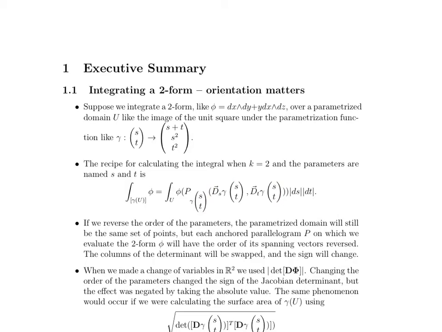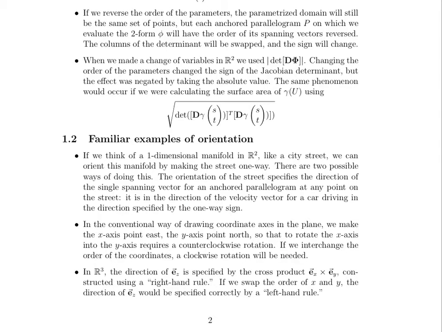An important thing to note is that if we reverse the order of the parameters, and instead consider t first instead of s, the parameterized domain would still be the same set of points, but each parallelogram that we would evaluate this two form on would have the order of its spanning vectors reversed, and so the columns of the determinant will be swapped and the sign is going to change by the antisymmetry of the determinant. So the actual function phi that we end up integrating is going to be opposite in sign.